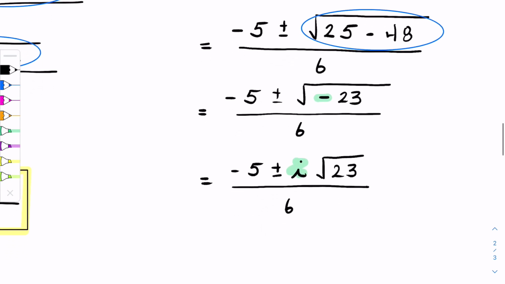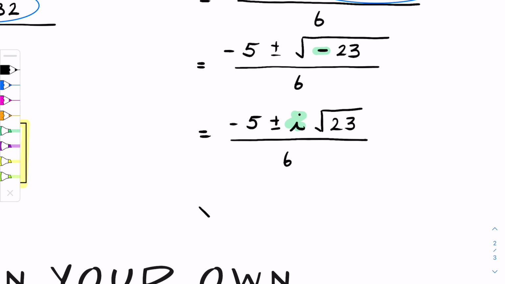And again, check to see if you can simplify underneath the square root anymore. In this case, you cannot. Check to see if you can divide out the common denominator. You cannot. So this is your final answer. X equals -5 plus or minus i times the square root of 23 divided by 6.